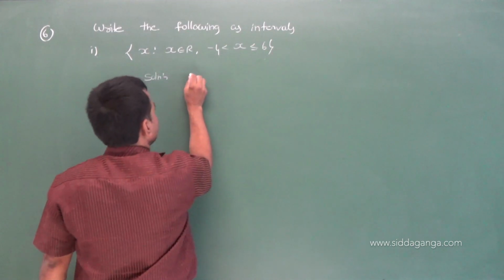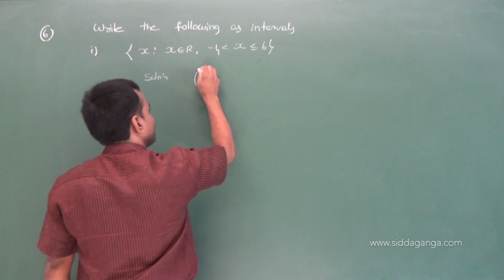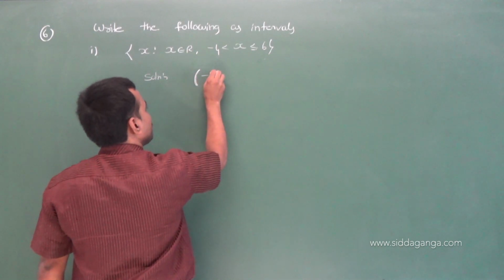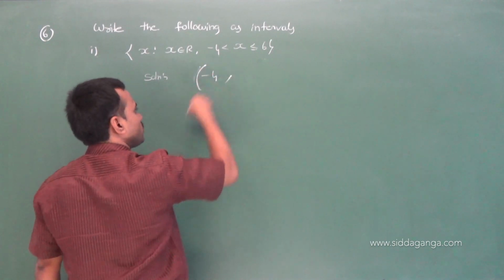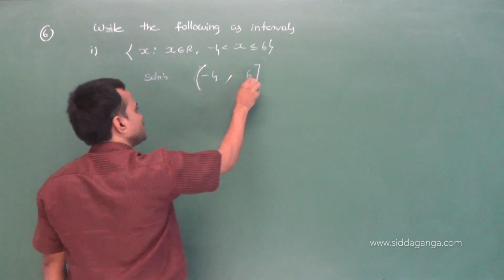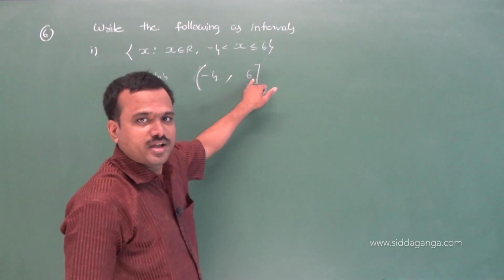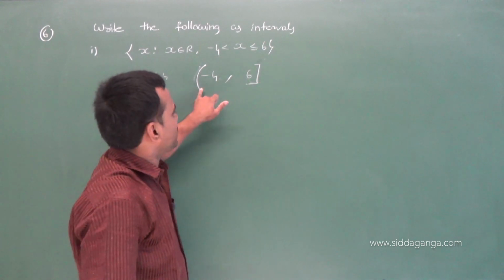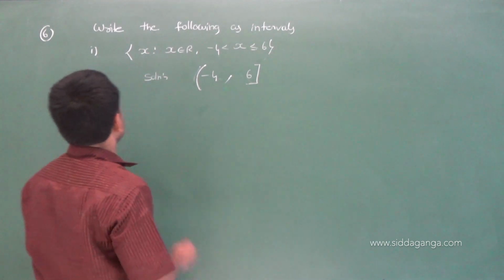So the solution is: minus 4 is excluded, so we write an open bracket. Minus 4 comma 6, 6 is included, so we write a closed bracket. Correct? If I write a closed bracket, the element is included. If I write an open bracket, the element is excluded. So, second question.